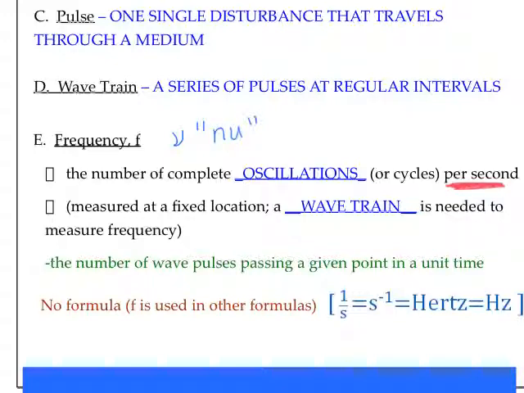I don't have a formula for you for frequency because it is used in other formulas. However, you need to note the units. Since it's the number of something per second, we're just going to put a 1 as a placeholder for the number, and then you divide by seconds. Another way to write that as an inverse second would be seconds to the -1, and this is called a hertz. So Hz is the abbreviation for that.